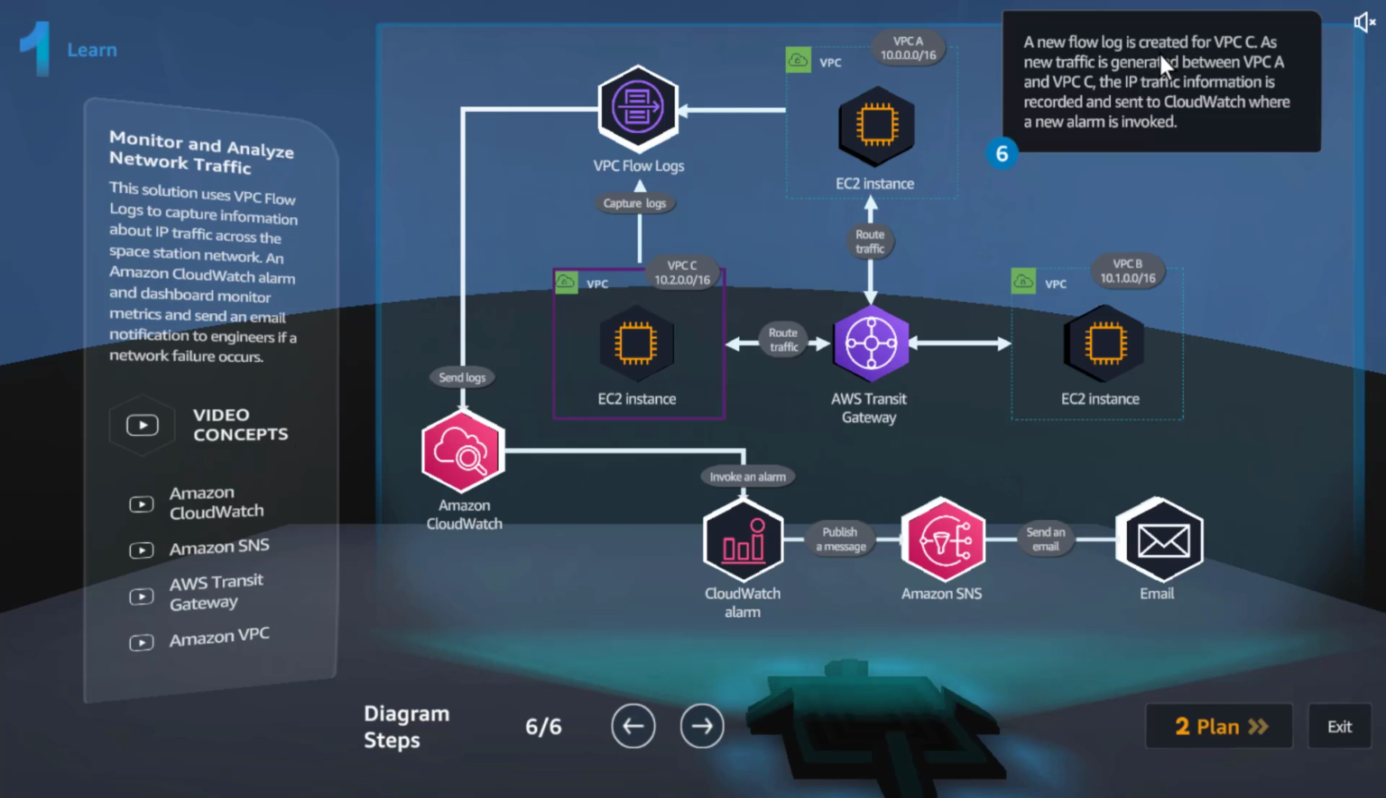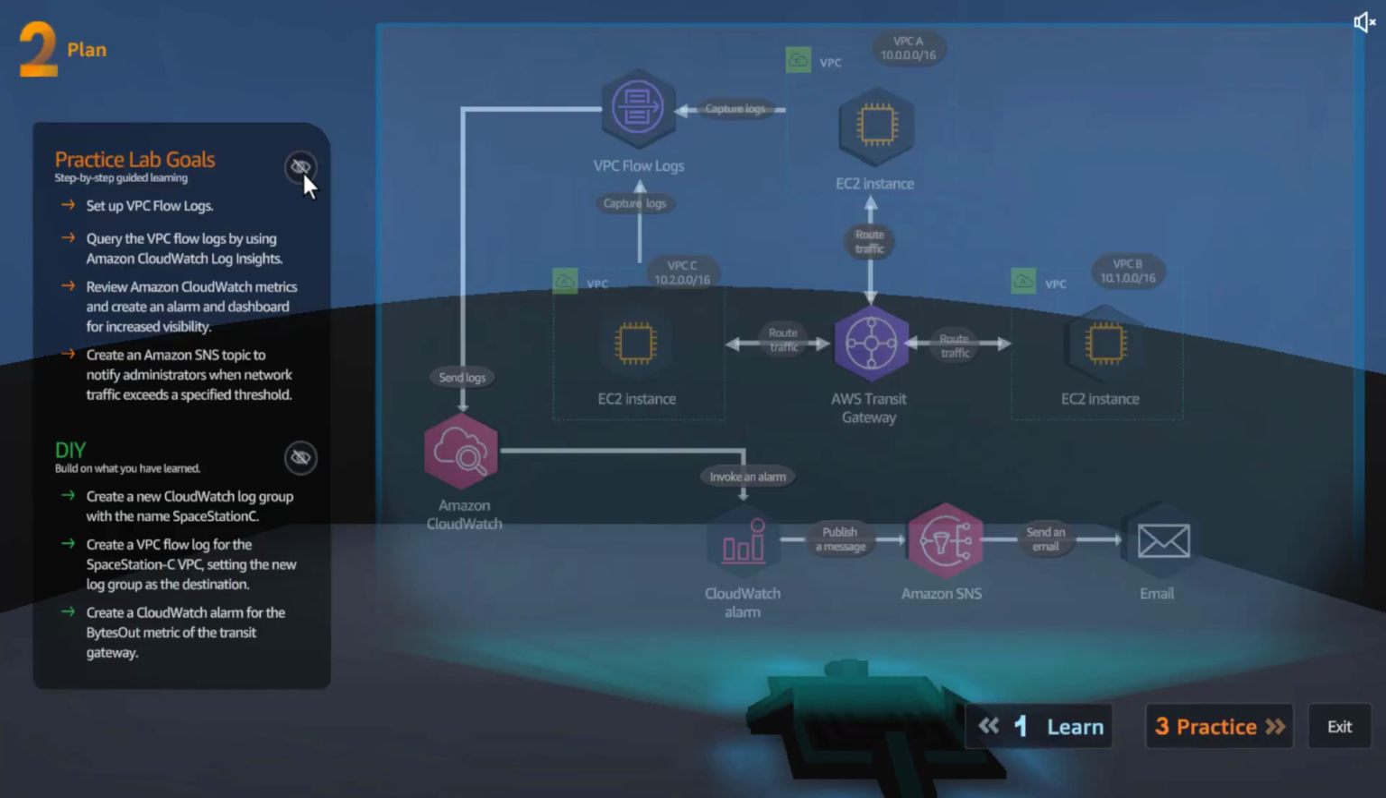A new flow log is created for VPC C, which I think is here. As new traffic is generated between VPC A and C, that IP traffic information is recorded and sent to CloudWatch, where a new alarm is invoked. I think that we have to do as part of DIY. Let's go and look at our plan.